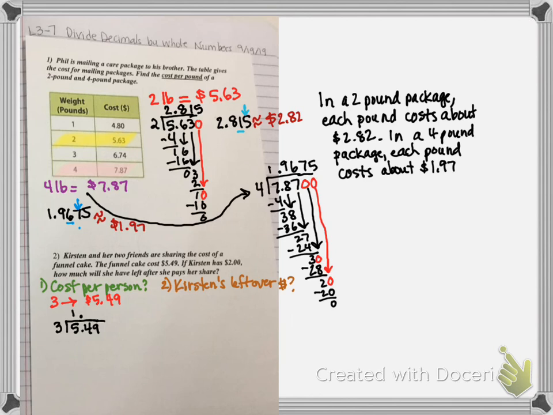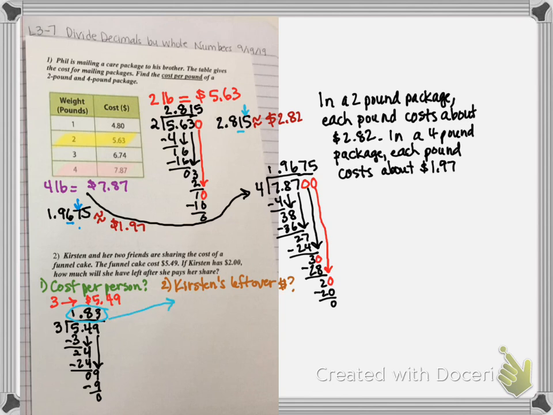3 goes into 5 once, which is 3, 2 left over, bring down the 4, 3 goes into 24 8 times evenly, bring down the 9, and 3 goes into 9 3 times evenly. And we terminate. So we know what each person pays. Each person is going to pay $1.83. So we're going to take that answer and we're going to put it over here.